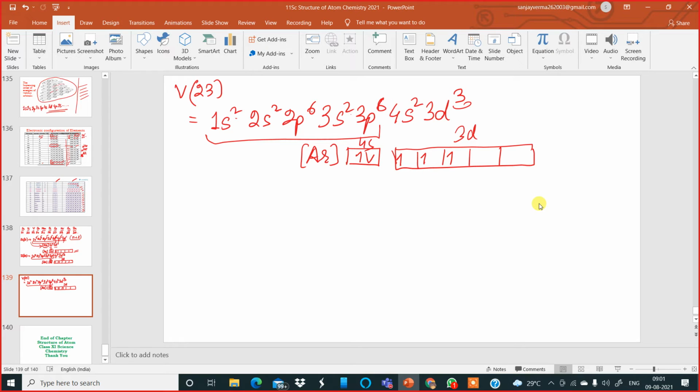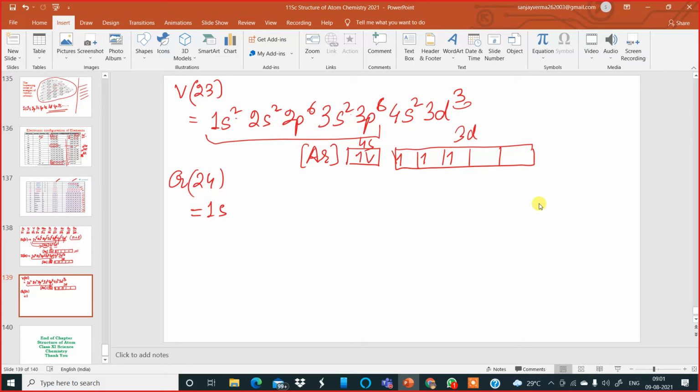Are you enjoying the writing of electronic configuration? Okay. After scandium, titanium, vanadium, next comes chromium. Cr. Chromium atomic number will be definitely 24. So let me write down the electronic configuration of chromium also.